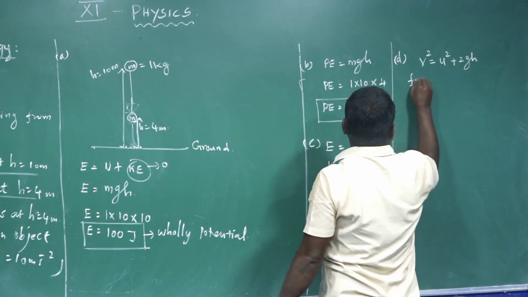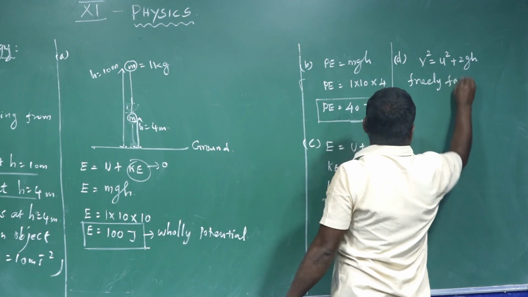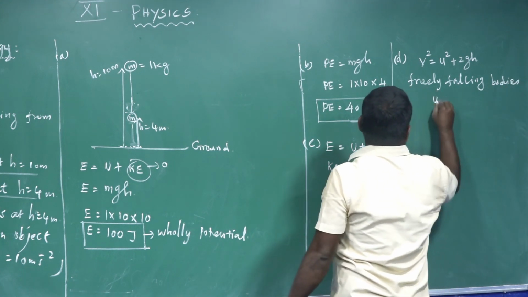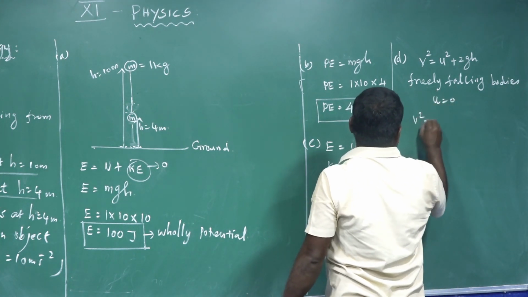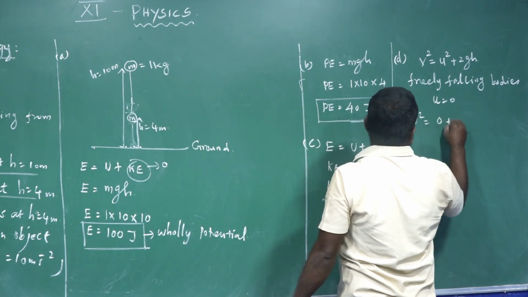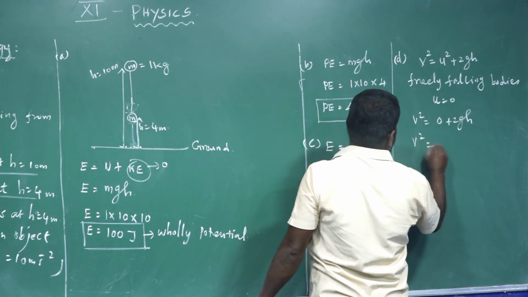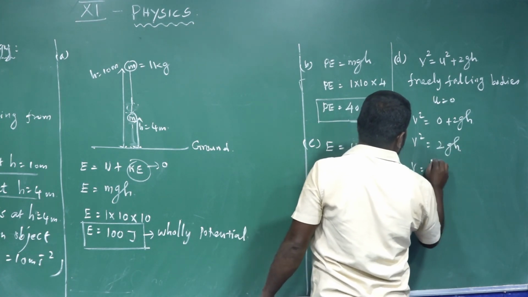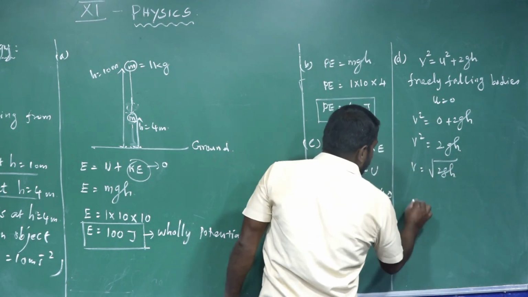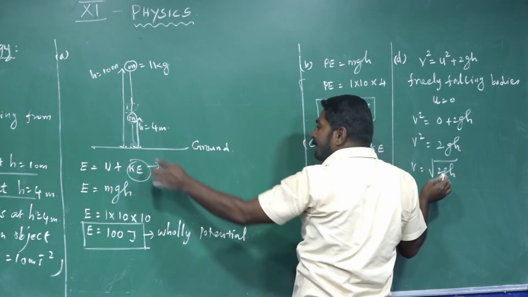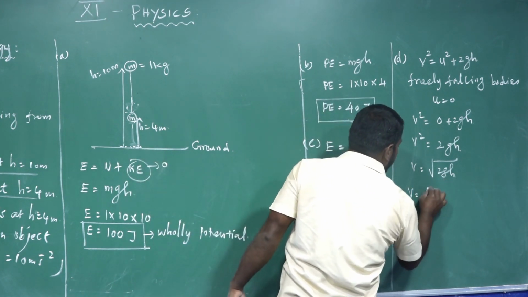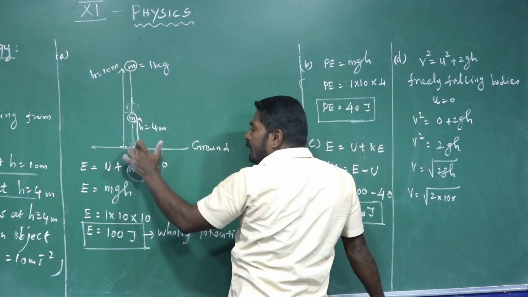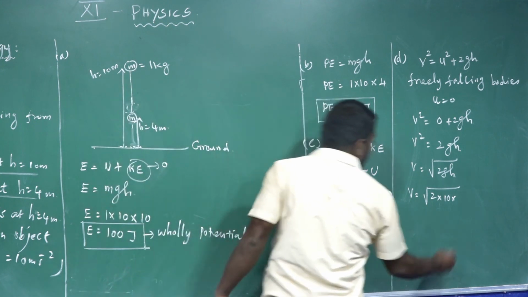So in that freely falling body, the initial velocity of the object is 0, then v squared is equal to 0 plus 2gh, so v squared is equal to 2gh. v is equal to the square root of 2gh. So the speed of the object when it touches the ground, v is equal to the square root of 2, g value 10. That freely falling body touches the ground after covering a height of 10 meters.